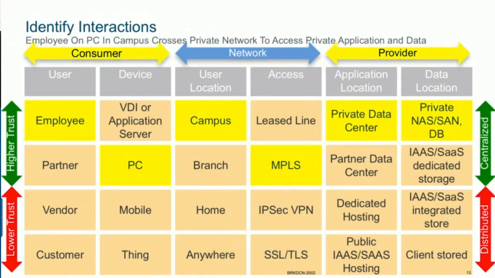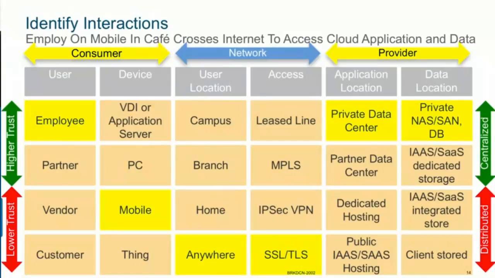And so what are the things that we need to build? It's like an employee on a PC in a campus, on an MPLS network, going into a data center, app and data. That's what we've been working on for years. And we're still working on that. And here, now we got a mobile employee, so they're becoming more distributed, going to apps in a data center.